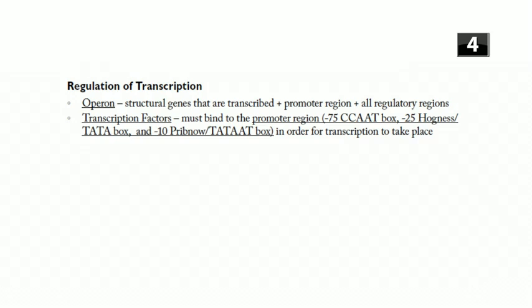And again, the transcription factor has to bind the promoter. No transcription factor, no transcription. And obviously, if you have a mutation in one of those promoter regions, that's generally going to result in a substantial decrease in the amount of mRNA that gets transcribed. Now, let's look at the operator region.